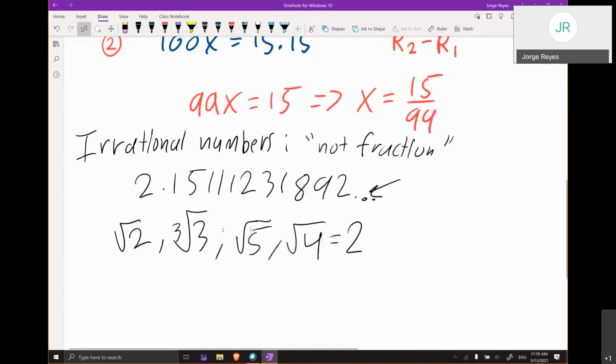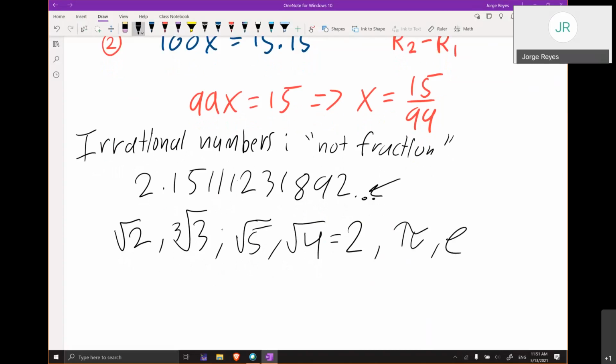And then we have the famous numbers, like pi, e, phi. If it's a fancy symbol, if it's a Greek letter, it's irrational. Pi is 3.14 forever. e is 2.71 forever, and this is (1 plus square root of 5) over 2, and that's complicated.